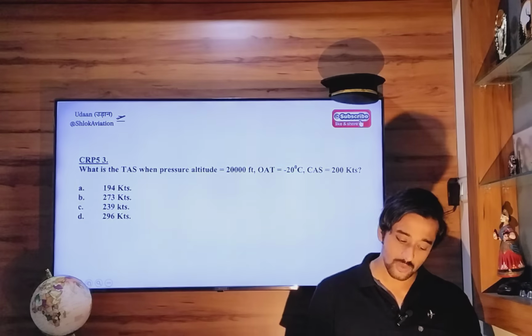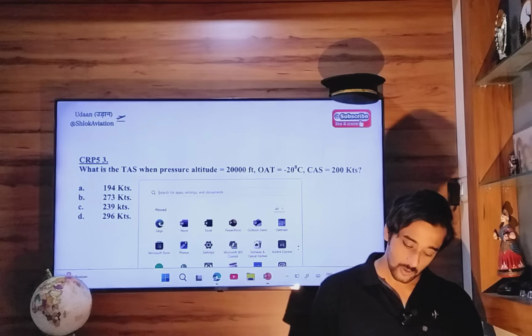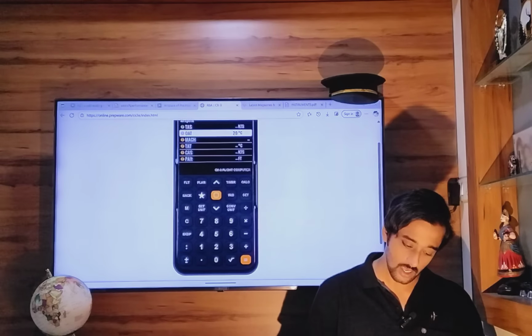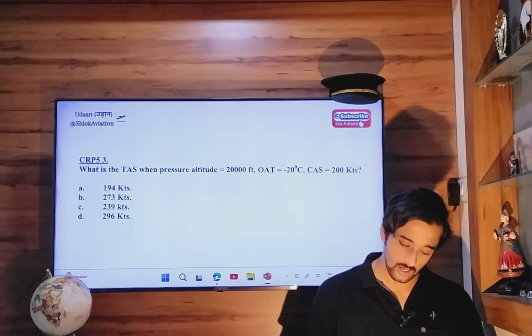Okay. Next, question 3. What is the true airspeed when pressure altitude is given to you, outside air temperature and CAS? Similar to the previous question. Now, outside air temperature here is minus 20. CAS 220.